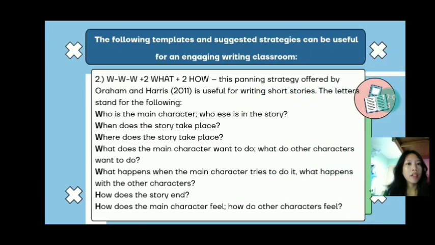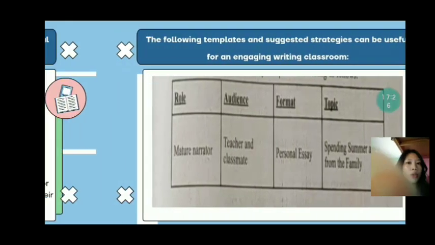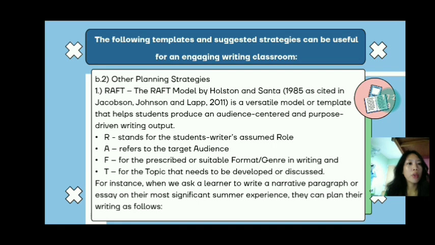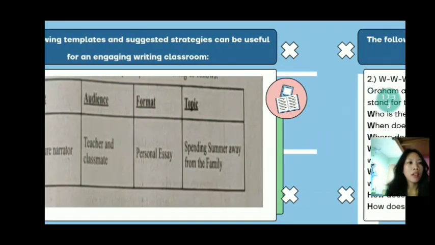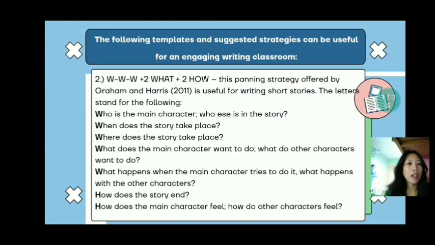And second is WWW plus 2 What plus 2 How. So this is a planning strategy offered by Graham and Harris 2011, which is useful for writing short stories. So the letters stand for the following. RAFT is for narrative, and the second is usually for short stories.